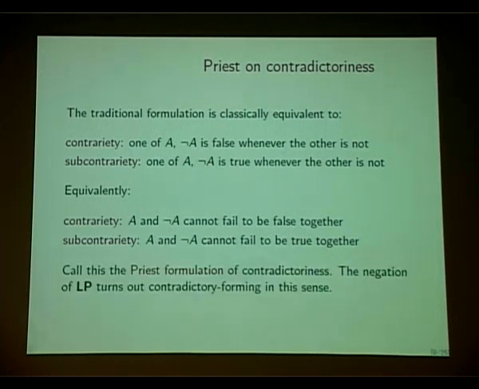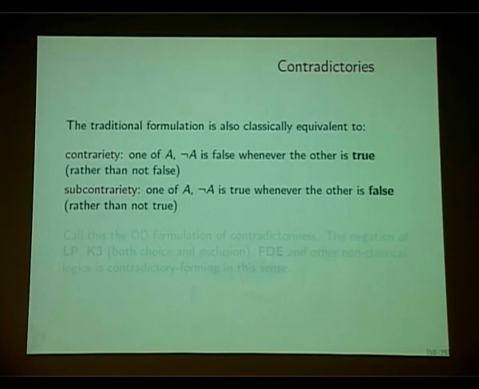Okay, that's good. But actually, this only satisfies only one negation. The negation of LP satisfies these two conditions. You might hope that the negation of FDE and other paraconsistent logics will be contradictory forming, but they won't be according to this one. These distinctions between different definitions of contradictoriness are subtle because they're equivalent classically, but they come apart in the non-classical setting. So here's one final definition that's classically equivalent to the initial one, but comes apart again in a non-classical setting.